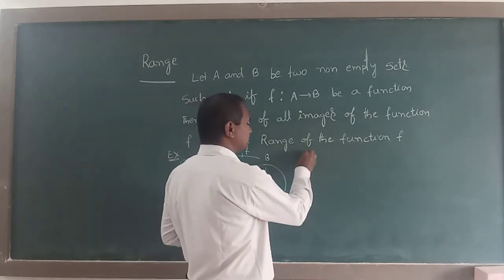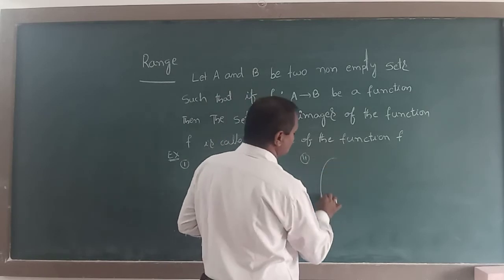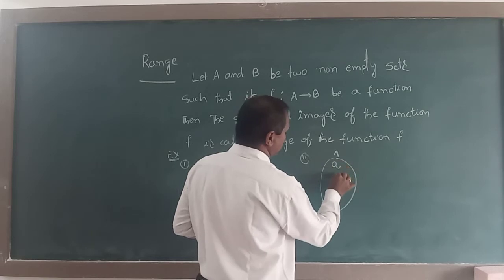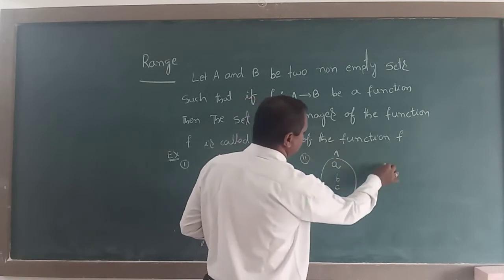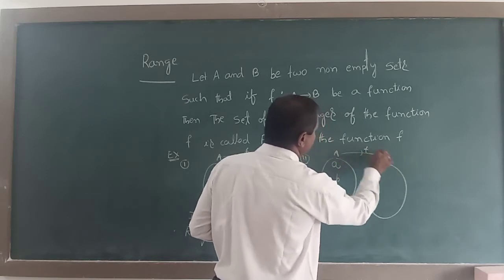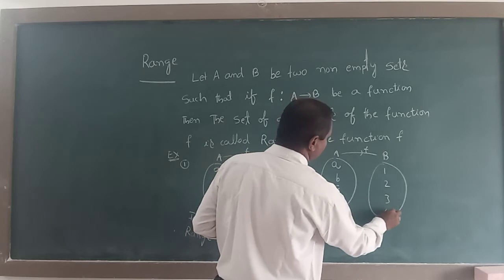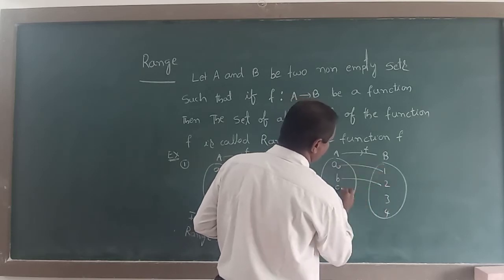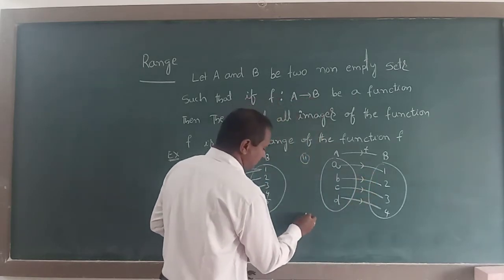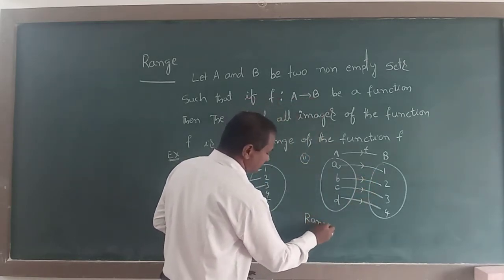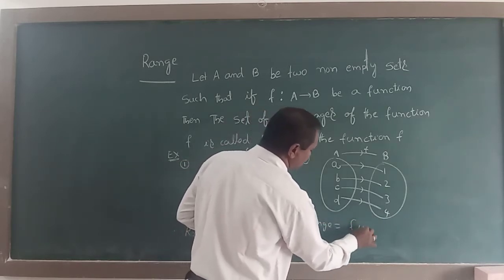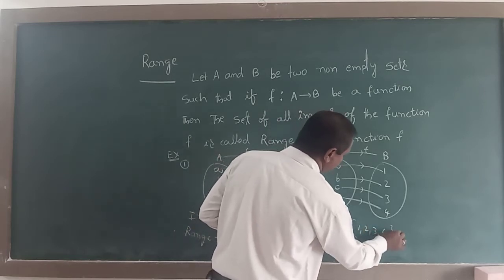Second example. A is a, b, c, d, and B has the elements 1, 2, 3, 4. A to B is one function: a to 1, b to 2, c to 3, and d to 4. Here the range is the set of elements 1, 2, 3, 4.